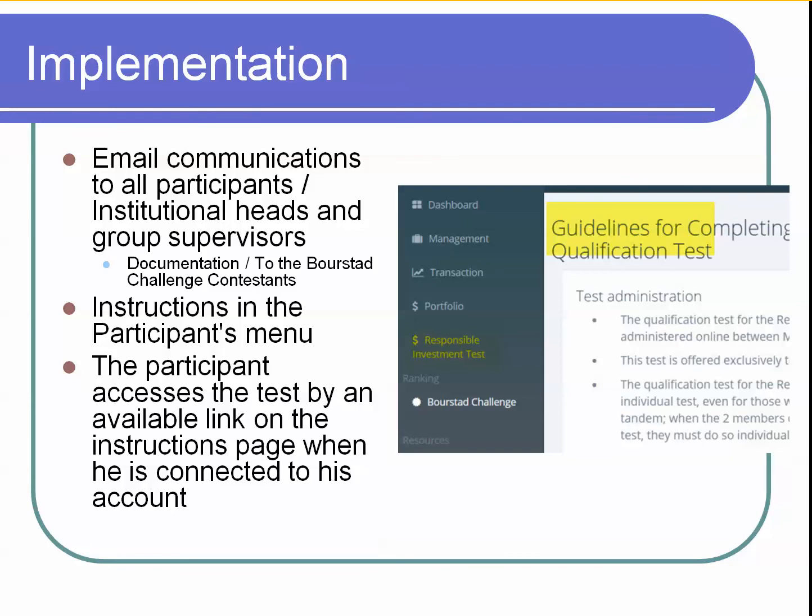I wish you involve yourself in this aspect of Bourstad. At Cyrano, we strongly believe that socially responsible investing is probably the most important learning you can achieve by participating in the Bourstad simulation, particularly the 2020 Bourstad Challenge.